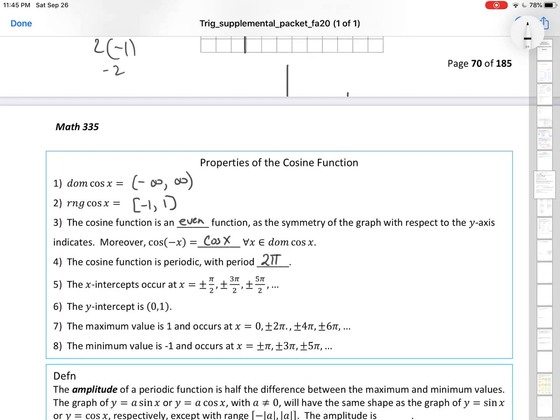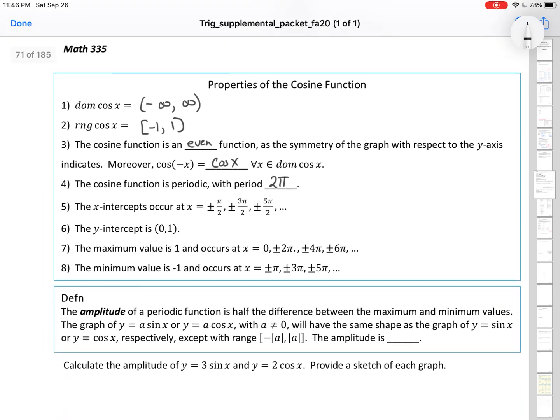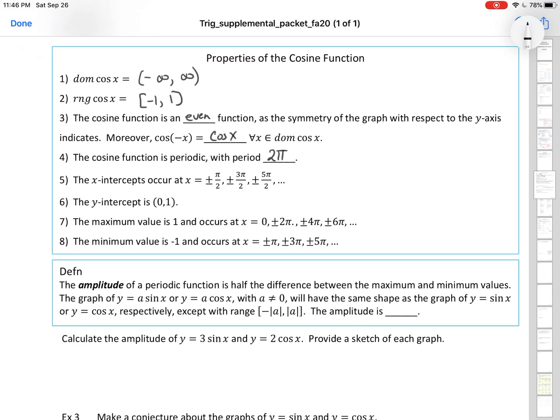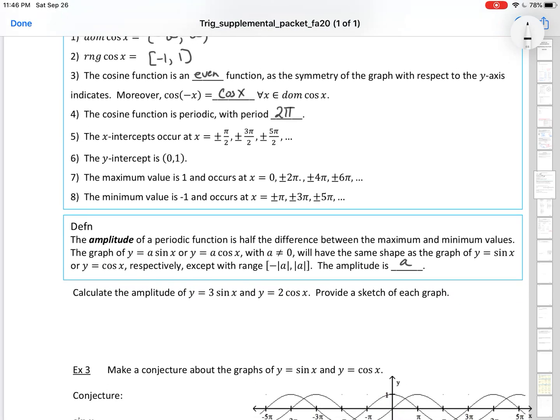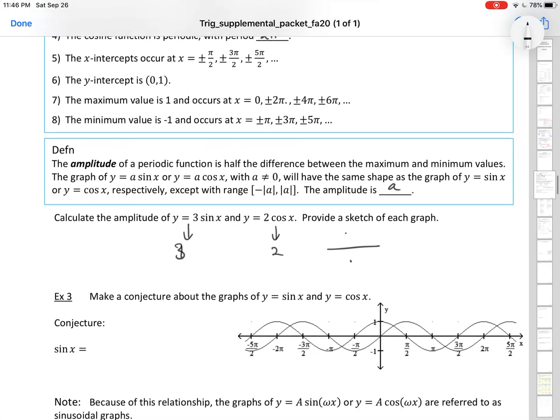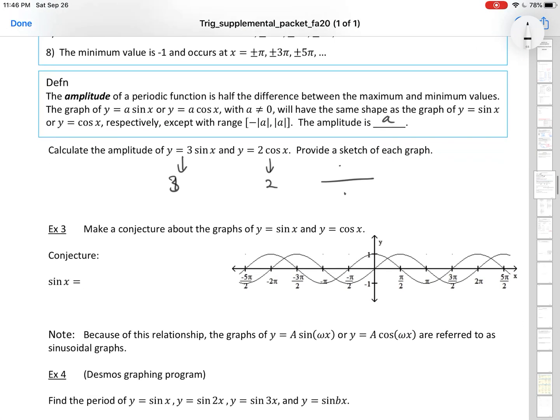Cosine has a period of 2 pi, has its intercepts at all the odd multiples of pi over 2, and a maximum value occurs at the even multiples of pi, and minimum values occur at the odd multiples of pi. And then it talks about amplitude. Okay, amplitude is whatever that number is out there. So calculating the amplitude of 3 sine x, this guy has an amplitude of 3. And this one has an amplitude of 2, meaning off of that center line, we go up and down that amount, right? And so they want you to look at sine and cosine together, and they want you to make a conjecture about it. Here's what you should observe.